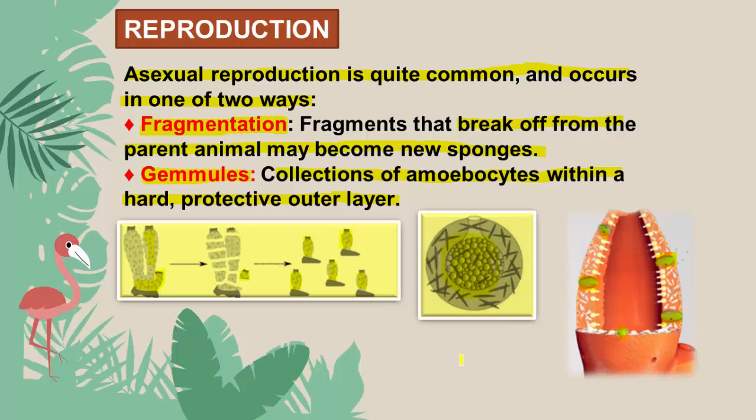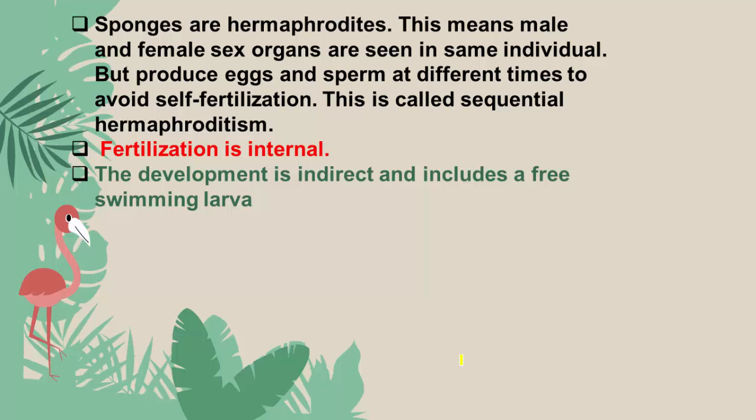So asexual reproduction is very common among the sponges, and asexually the sponges show two methods of reproduction. One is fragmentation and another is gemmule formation. Then moving to the next one, one more new term is here.